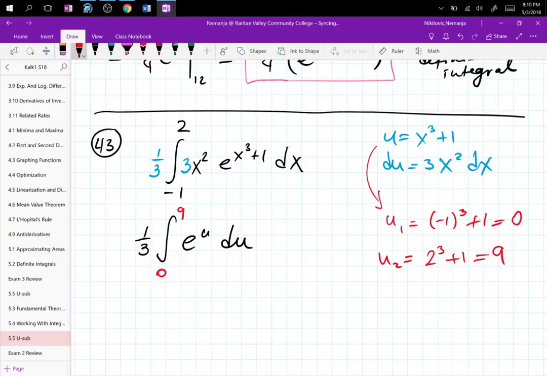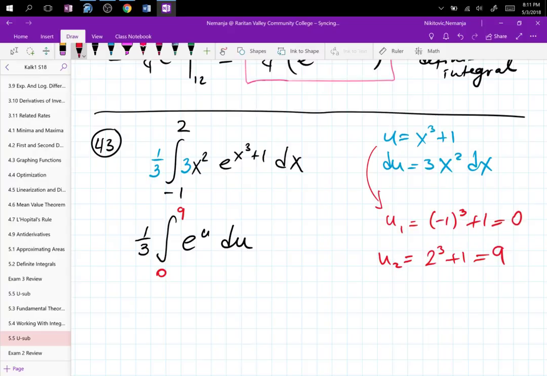So it's not that I only transform function into u and dx into du. I also have to change my x limits into u limits. And the link that does that is whatever your u sub equation is. So whatever you have there, that's that.